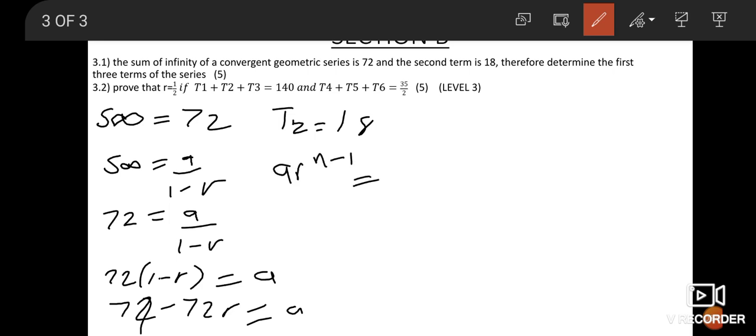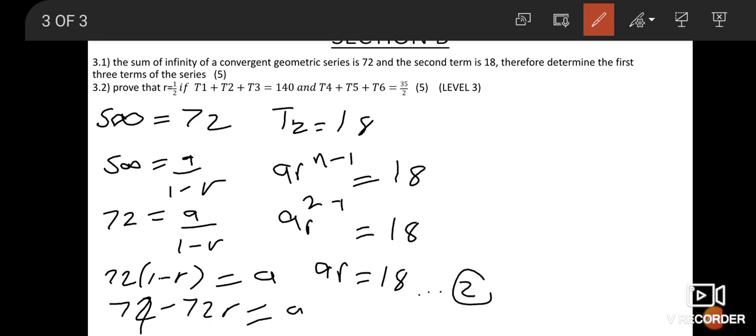Since they give you the value of the term already, which is 18, we simply put that in. And we know that they tell us which term the value of 18 belongs to. So we just sub in the number, which is ar to the power 2 minus 1 equals 18, which gives us ar equals 18. Okay, so now this becomes equation 2, and this becomes equation 1.